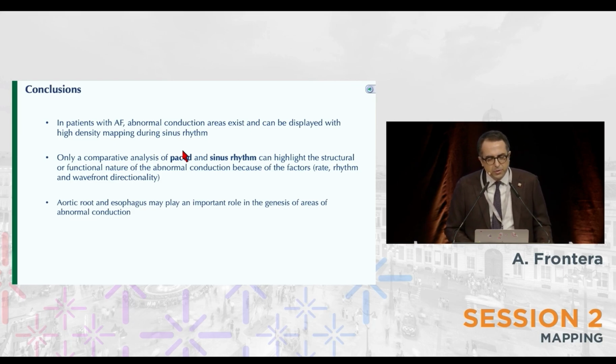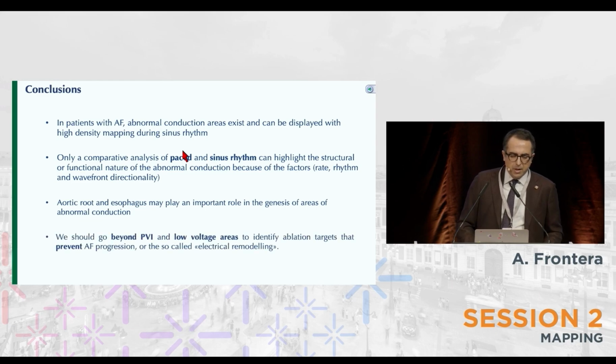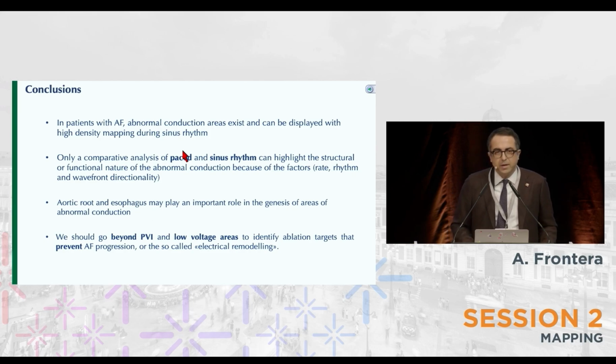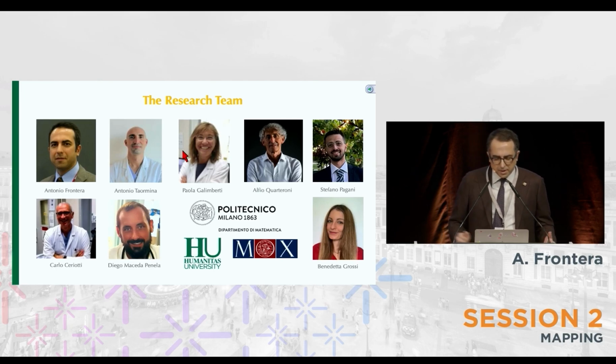Aortic root and esophagus may play an important role in the genesis of areas of abnormal conduction, and we should go, I think, beyond PVI and low voltage areas to identify ablation targets that prevent AF progression, or the so-called electrical remodeling. Thanks to the whole team, and especially to Politecnico di Milano of Stefano Pagani.